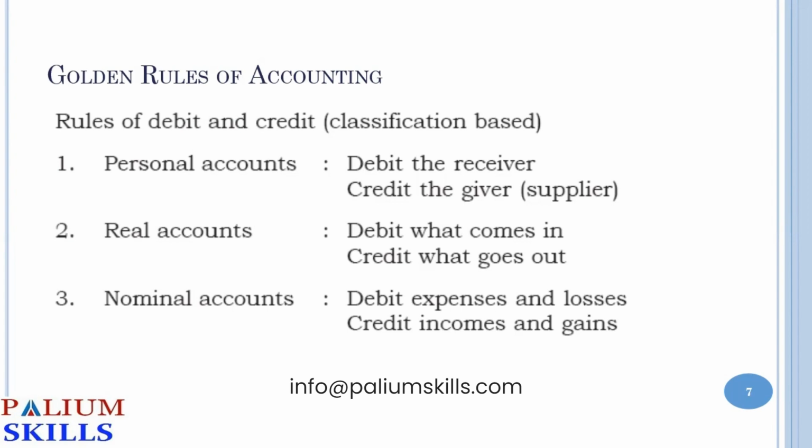For every transaction that you're going to do, you're going to classify them as a personal account, real account, or a nominal account. If it is a personal account, then you will check how you do the debit and the credit: debit the receiver, credit the giver. In case of real accounts, debit what comes in, credit what goes out. In case of nominal accounts, debit expenses and losses, credit incomes and gains.